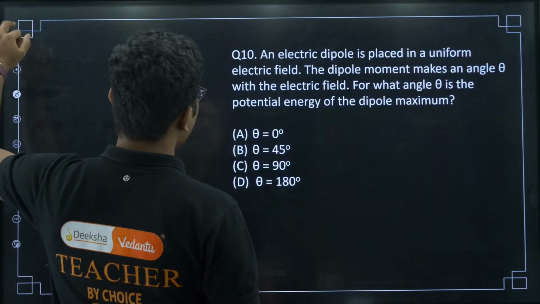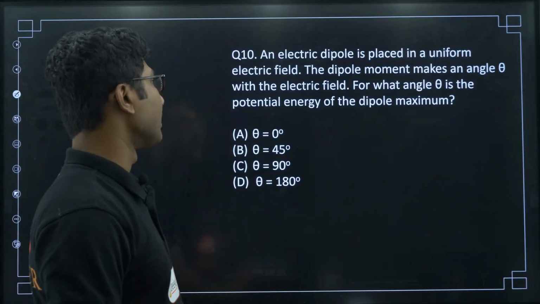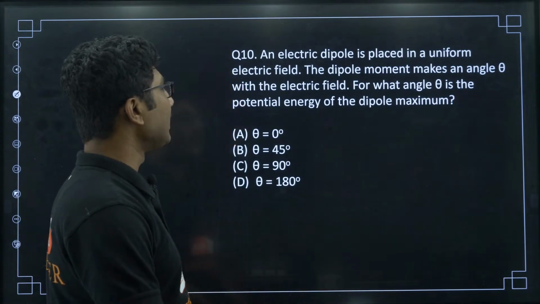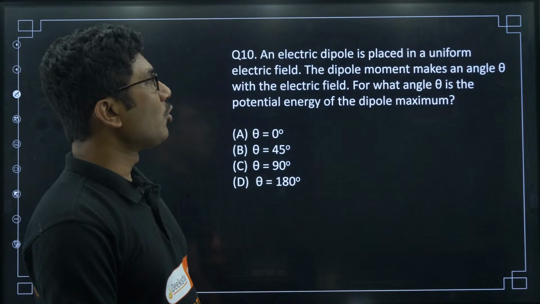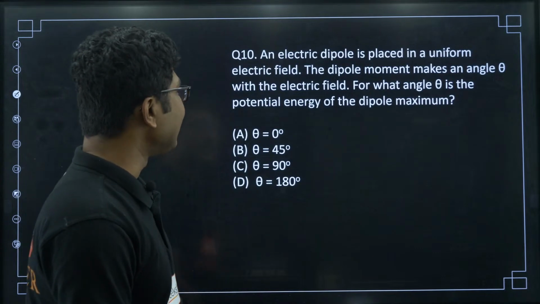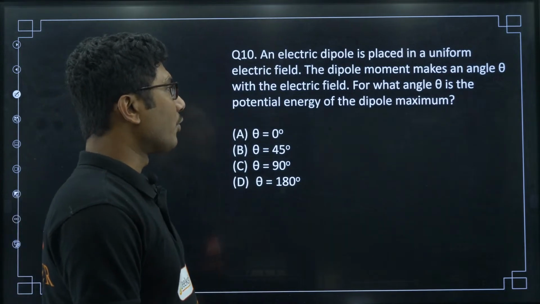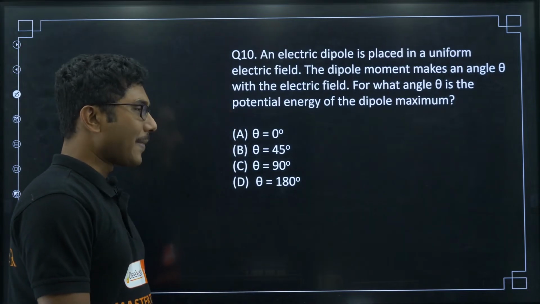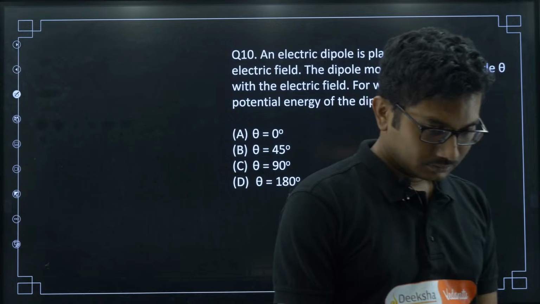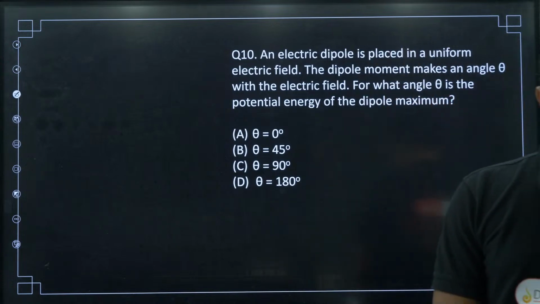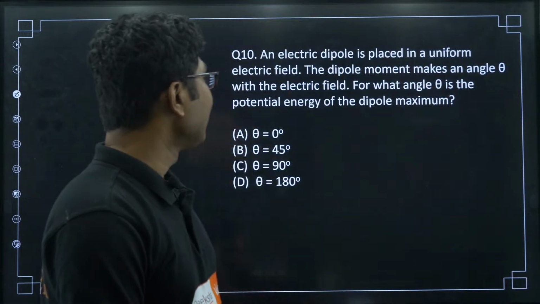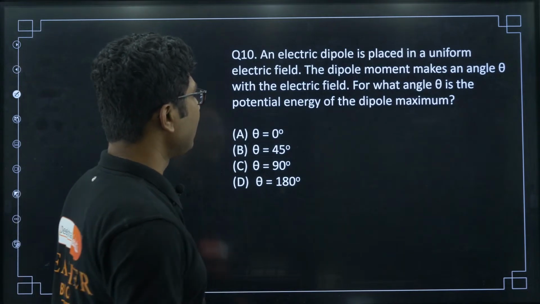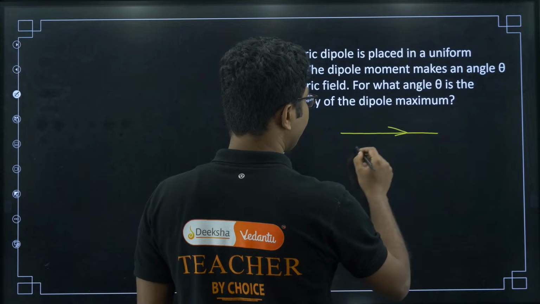Now, next question, question number 10. An electric dipole is placed in a uniform electric field, the dipole moment makes an angle theta with the electric field. For what angle theta is the potential energy of the dipole maximum? Now, answer question number 10. An electric dipole is placed in a uniform electric field. So, there is an electric field.